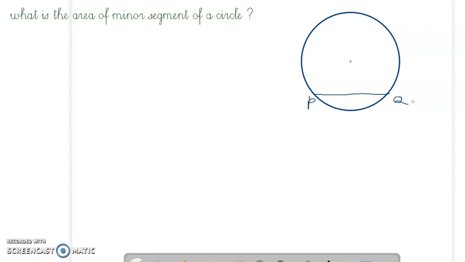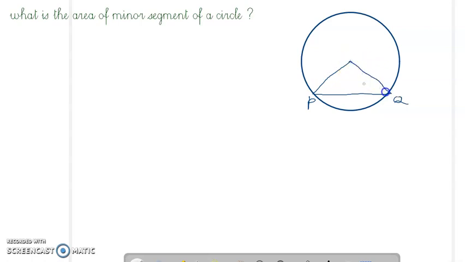The upper region, which is larger in area, is called the larger segment, and the lower one having smaller area is called the smaller segment, the minor segment. So we are going to find the area of the smaller segment. For example, let us suppose this is a circle of radius r. So OP is small r, and similarly OQ is also small r.